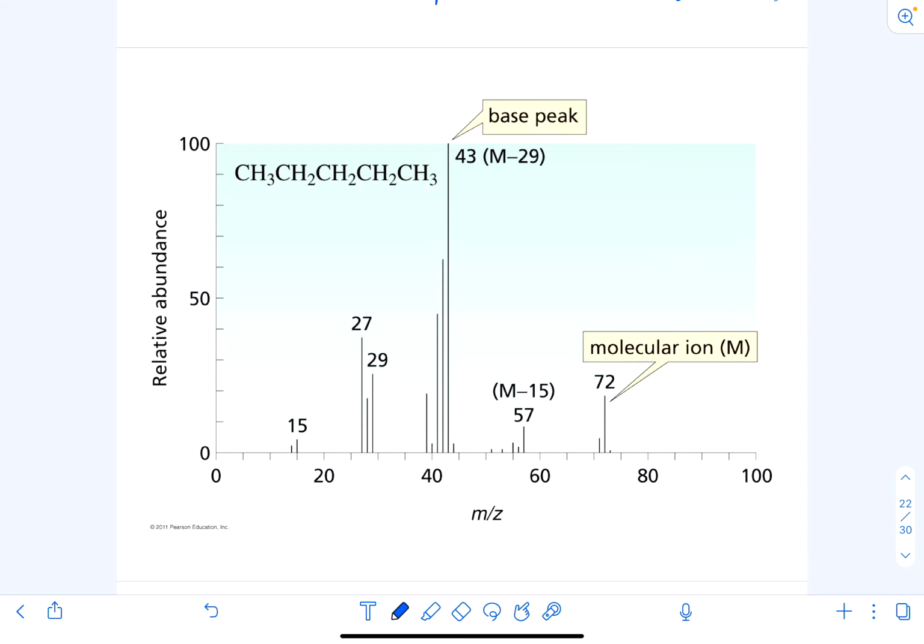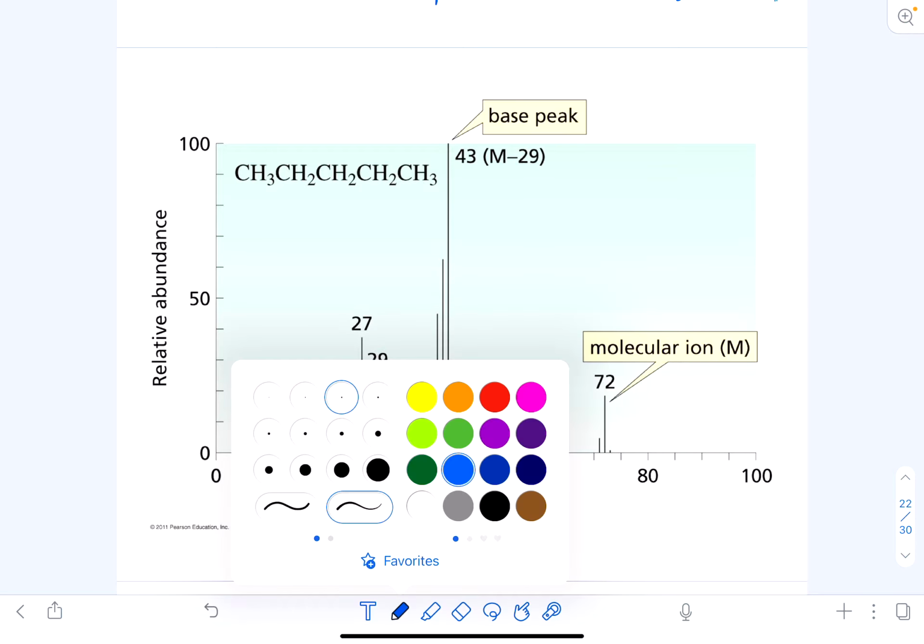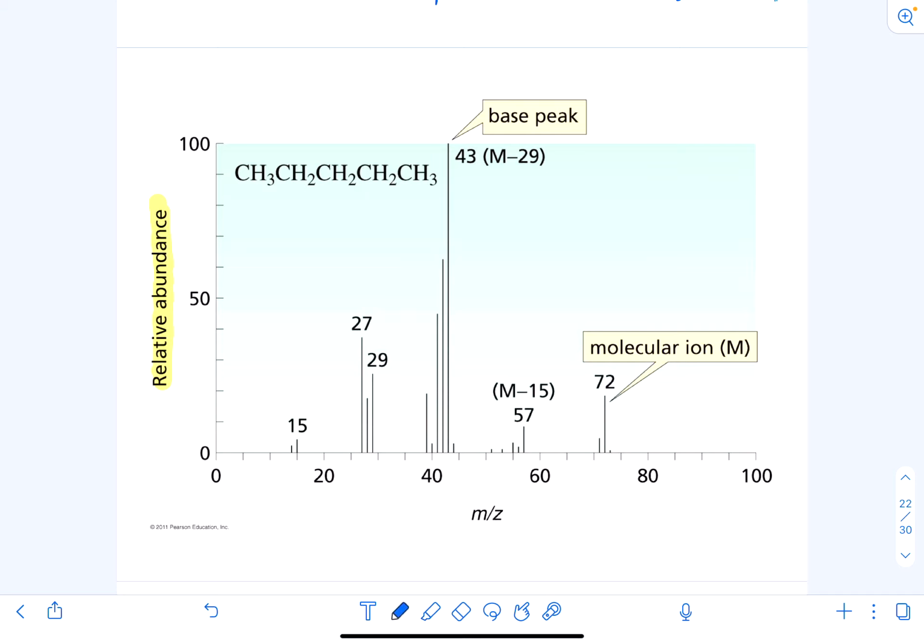Okay, and so there's a couple of things to pay attention to here. So the y-axis is always going to be relative abundance. Basically this is a percentage scale, right? So 0% down at the bottom, 100% at the top. So what you can take from that is that the peak that comes all the way to the top, which we call the base peak here, is going to be the most commonly encountered ion in the measurement. So this is the most common ion that was detected.